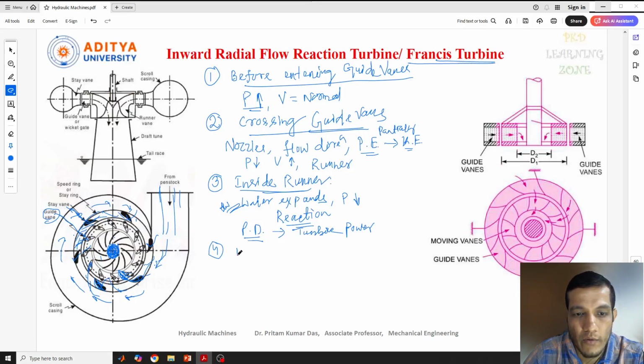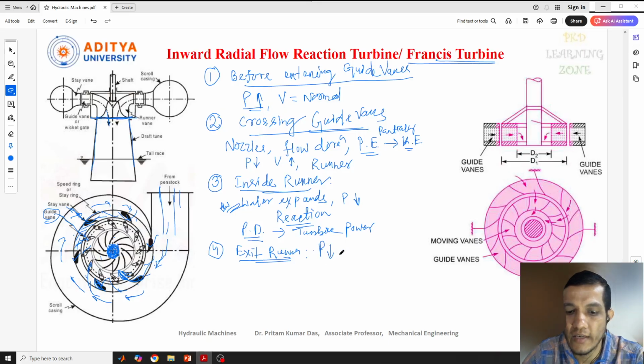Okay, now when it's completed, it started exiting from the runner, or we can say it is the entry of the draft tube. Here you can see the draft tube is placed at the exit of the runner. As I told you, at the exit of the runner, the pressure has already decreased, so the pressure is very low at the exit of the runner. So water will exit from the runner to the draft tube.